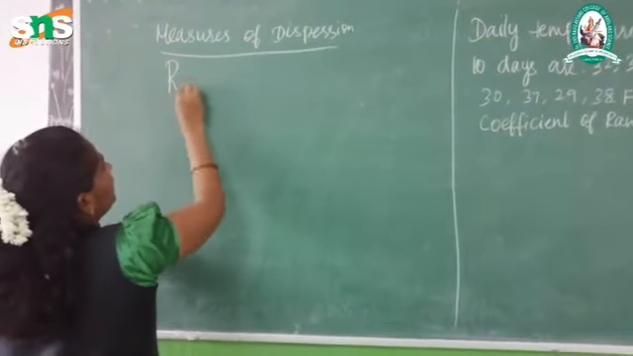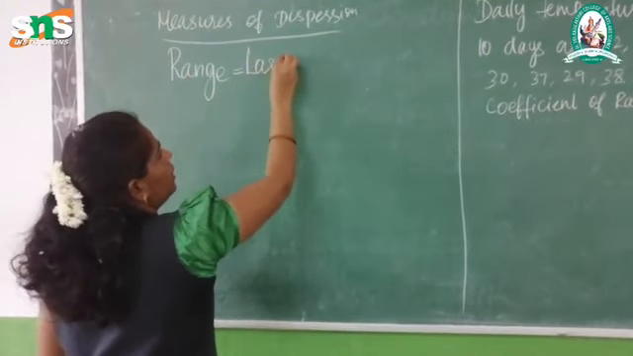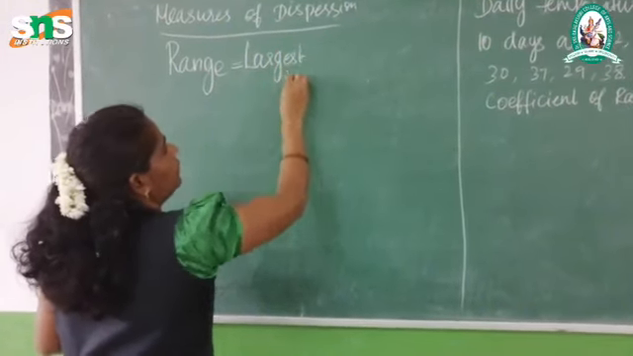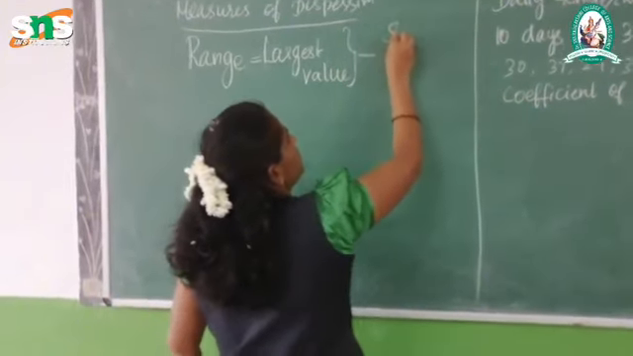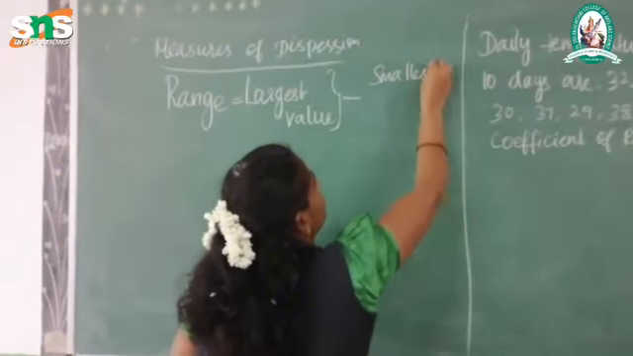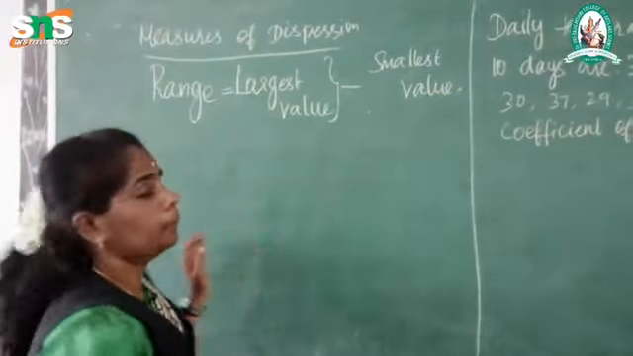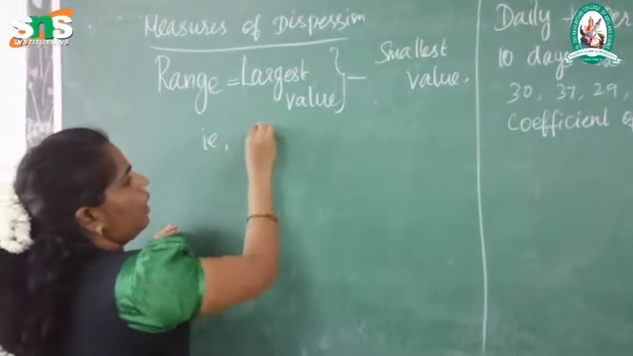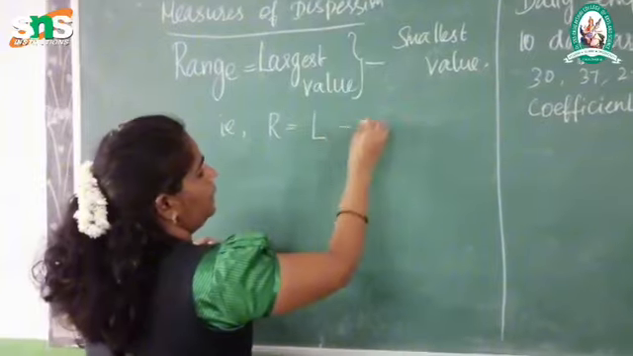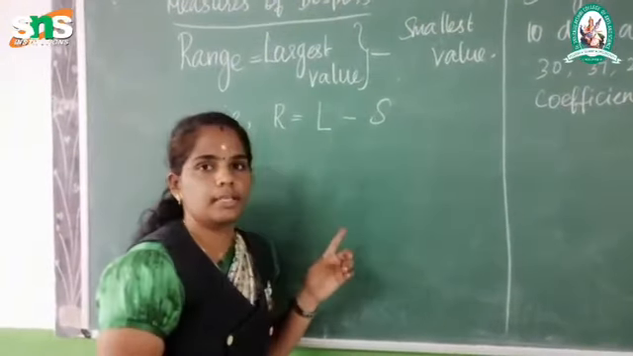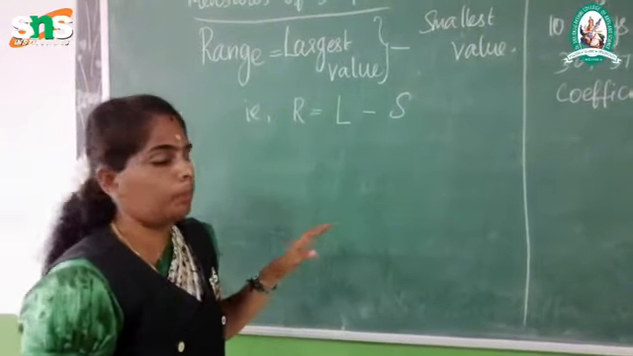Range can be calculated for the given set of data by using the formula: the largest value subtracted from the smallest value. So in simple form, this formula can be written as R, where range is denoted as R, the largest value is denoted as L minus the smallest value, which is denoted as S. The difference between the largest and the smallest value will give you the range of the problem.